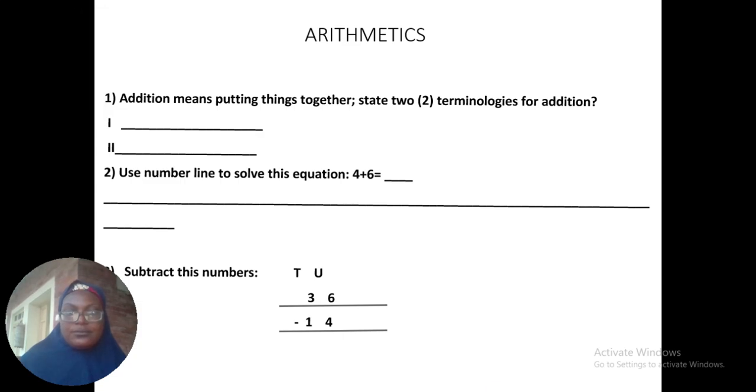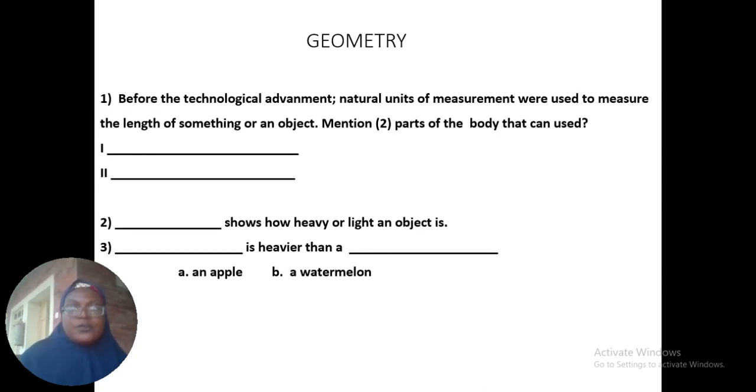Okay, we now move to the next one, which is geometry. Geometry, from the beginning of the term, we started with length. And I told you what length is. The distance from one point to another is what is referred to as the length. So now, if you want to measure length, you use instruments such as a ruler or tape. Those are the two instruments you use to measure length.